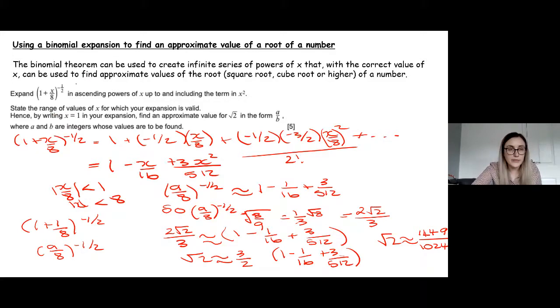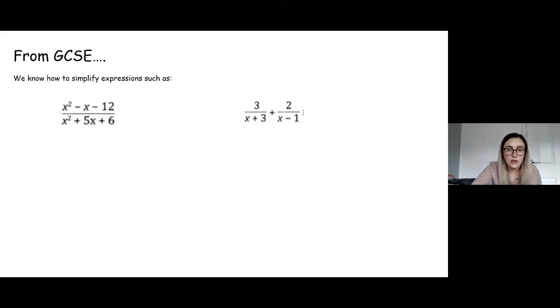Okay, so I'm going to quickly move on now to partial fractions. From GCSE, we should remember how to simplify expressions, such as this one. So what we would do is factorize it, and then we'd be able to cancel things down. Or we should be able to simplify expressions like this.